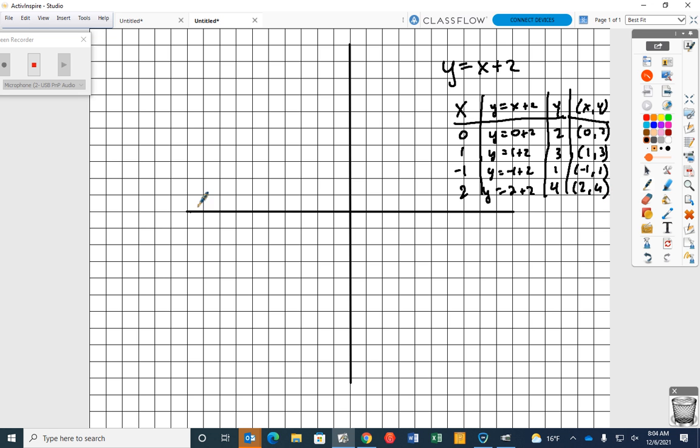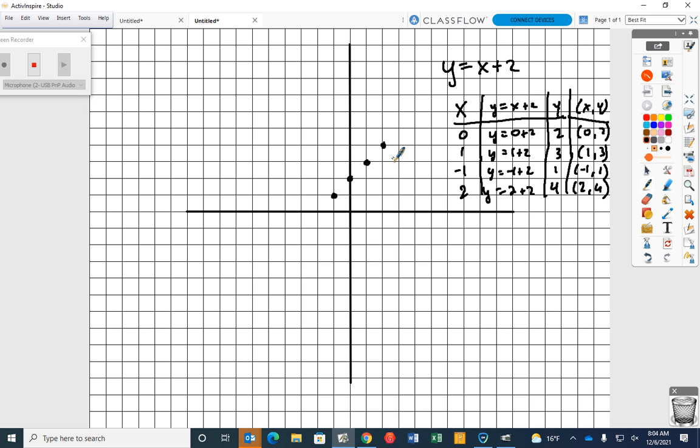So let's graph these 4 points. If I have 0, 2, over 0, up 2, right? Over 1, up 3, back 1, up 1, and over 2, up 4, okay? Did those form a straight line? Yes, they did. Therefore, this was a linear function, okay? Does everybody understand why they call it a linear function now? Yeah? Okay, so we're good on that, right? Please speak up if we're not. Are we good on that?